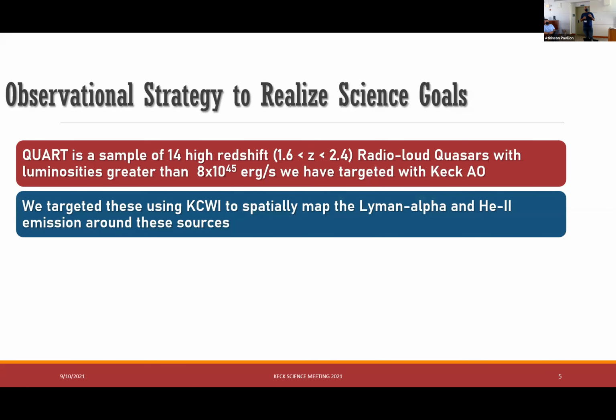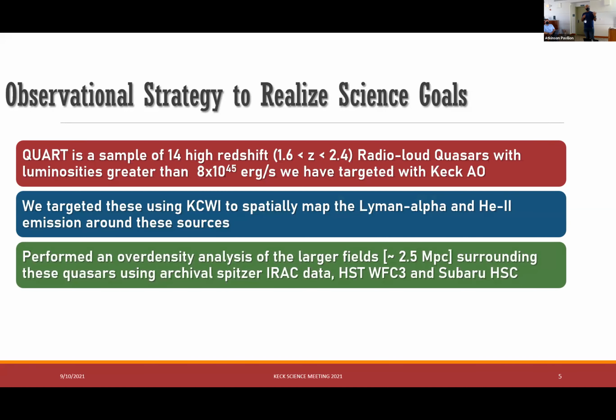We first targeted these with KCWI to map the Ly-alpha and He-II emission around these sources. And then we performed an overdensity analysis of the larger fields around these quasars. And we used Spitzer data for this.